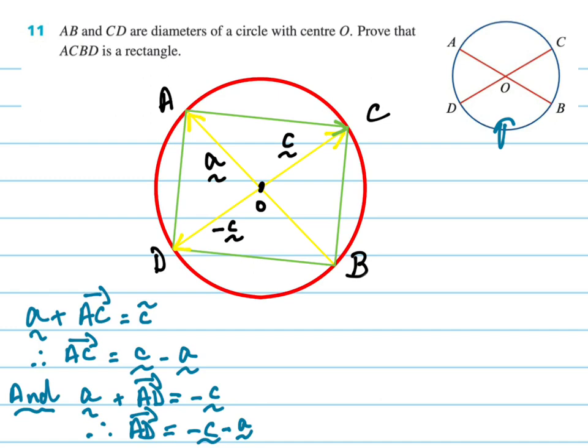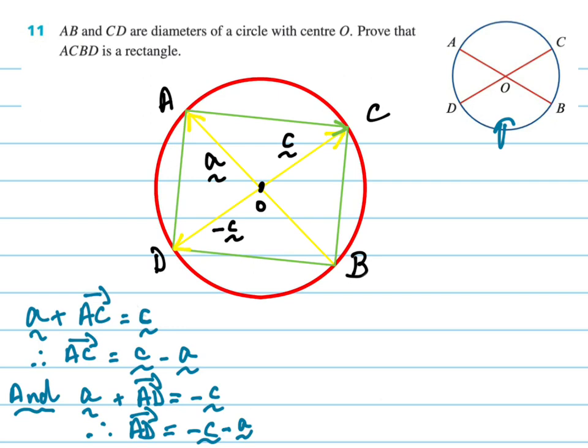And we notice that if we've got a vector C, which is a radius from O to C, we can have a negative C vector, which is from O to D. So we start off by observing that A plus AC equals vector C. Anyway, therefore AC is equal to, just subtracting vector A from both sides, C minus A.